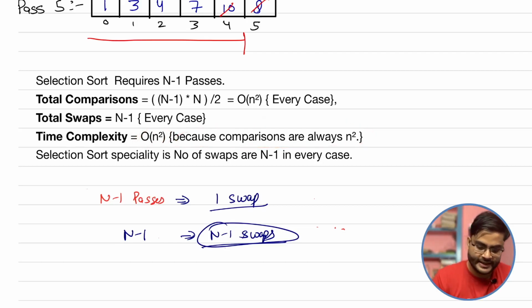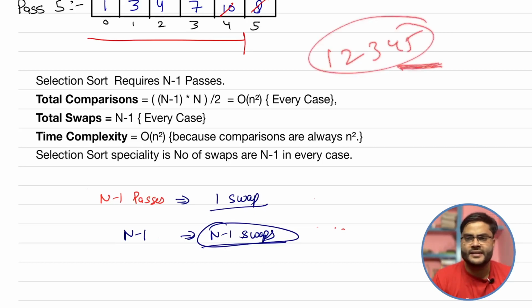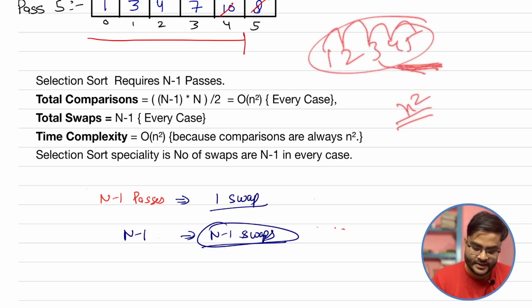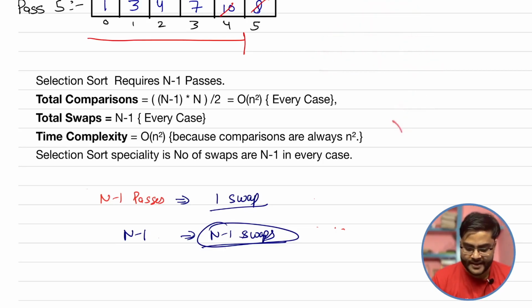Even in the best case, let's say 1 2 3 4 5, this is a sorted array. Even in this case we are doing n square comparisons, right? We are doing comparisons for this, then this, then 3 4 5, then 4 5. So the comparisons will be n square only. The total number of swaps will be n minus 1 in every case: in the best case, in the worst case, in the average case. And the time complexity will be order of n square in every case, because the comparisons will be n square in every case.